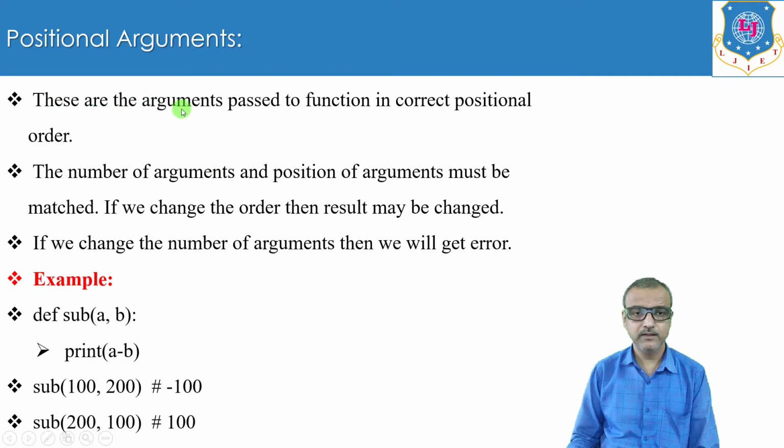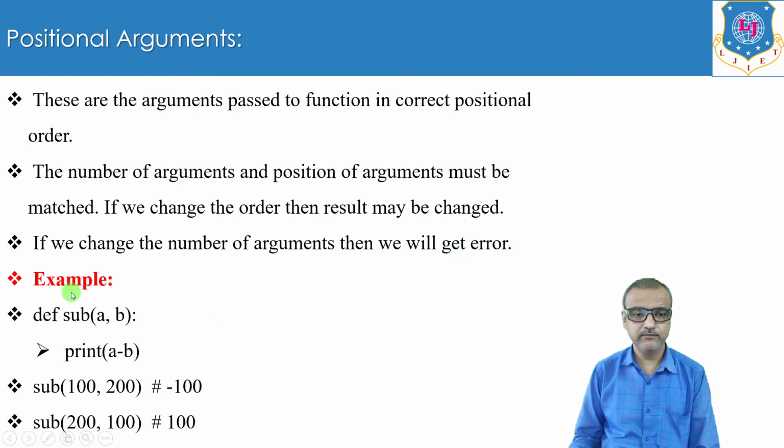These are the arguments passed to function in correct positional order. The number of arguments and position of arguments must be matched. If we change the order, then the result may change. If we change the number of arguments, then we will get an error. How? I will make you understand with the help of an example.